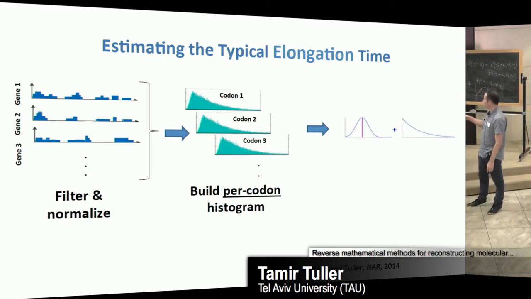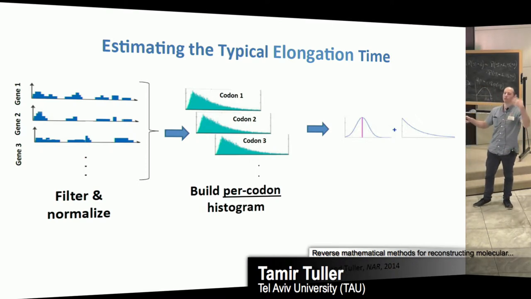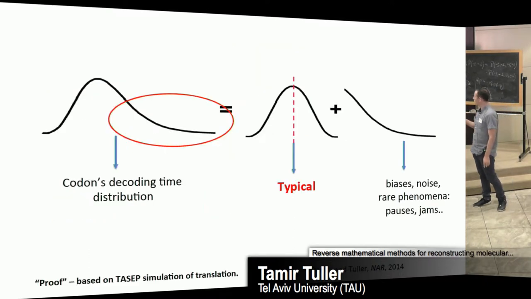So what we are doing is describing each of these distributions as a sum of two variables, a normal variable and an exponential variable. The exponential describes the tail, and this is actually a simulation. We show that if there are no traffic jams and no problems, and we simulate RiboSeq, this is what we should get for each codon. And from this distribution, we try to estimate the two components. From the normal distribution, we want to estimate the mean, and the mean is the measure that we work with.